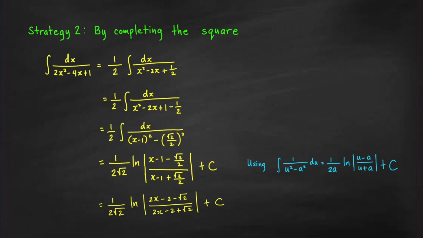Using this formula, we have 1 over 2a, so our a here is just the square root of 2 over 2, so 2 times this square root of 2 over 2 will just get the square root of 2. So it will be 1 over 2 square root of 2, ln of the absolute value of u, which is x minus 1, minus a, all over u plus a, and then plus the arbitrary constant c. And again, if we multiply the numerator and denominator by 2, we'll get this expression, and then plus c. So this is the same expression that we got a while ago.